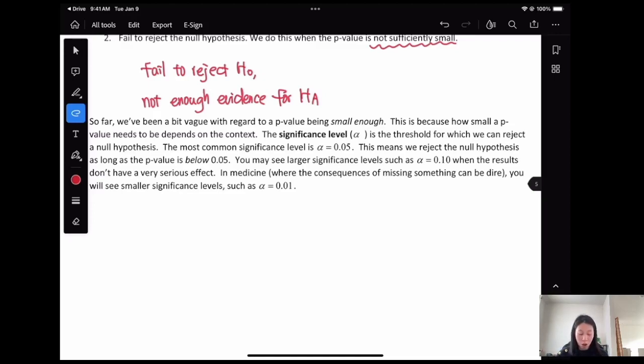This means we reject the null hypothesis as long as the p-value is below 0.05, which is 5%. You might see larger significance levels such as alpha equals 0.1 when the results don't have a very serious effect. In medicine, where the consequence of missing something can be serious, you will see a smaller significance level such as 1%. So what does that mean? Now let's take a look.